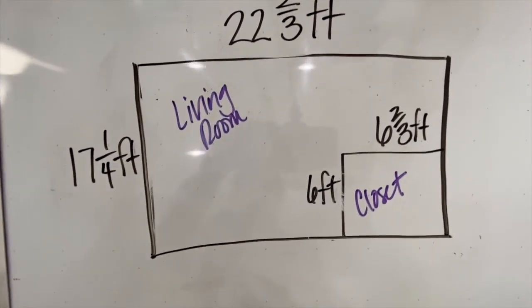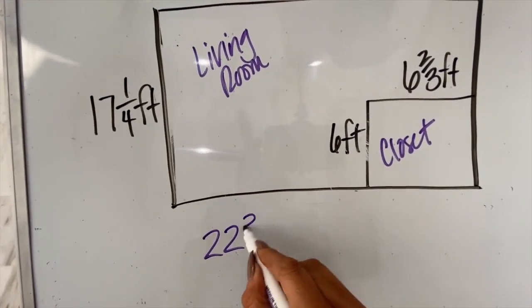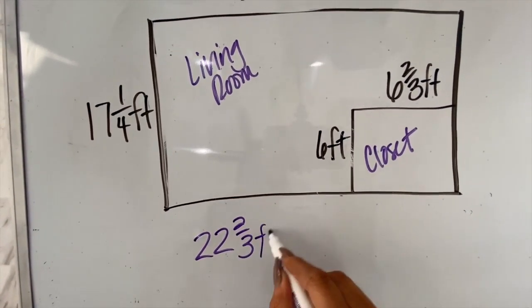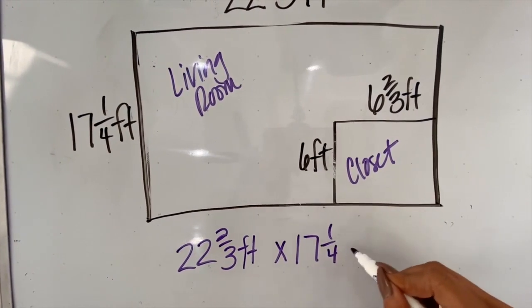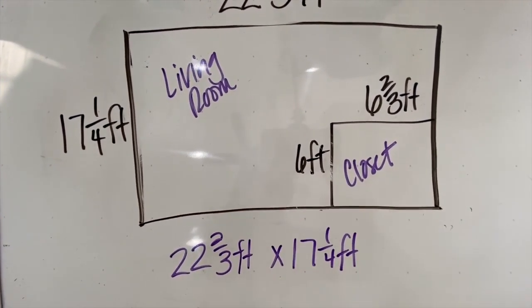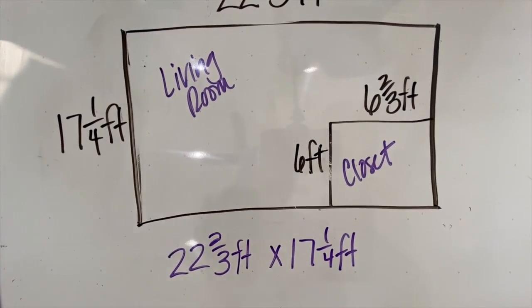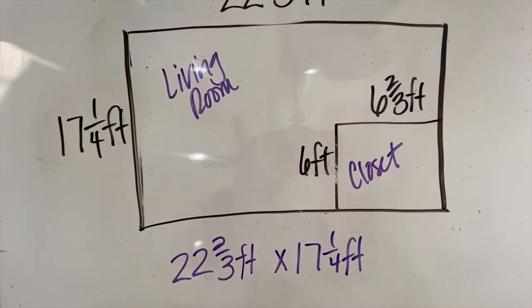So that means that I am going to need to take 22 2/3 feet and multiply it by 17 1/4 feet. If you can, pause the video and see if you can use the strategy that we talked about earlier in this video and solve this problem.